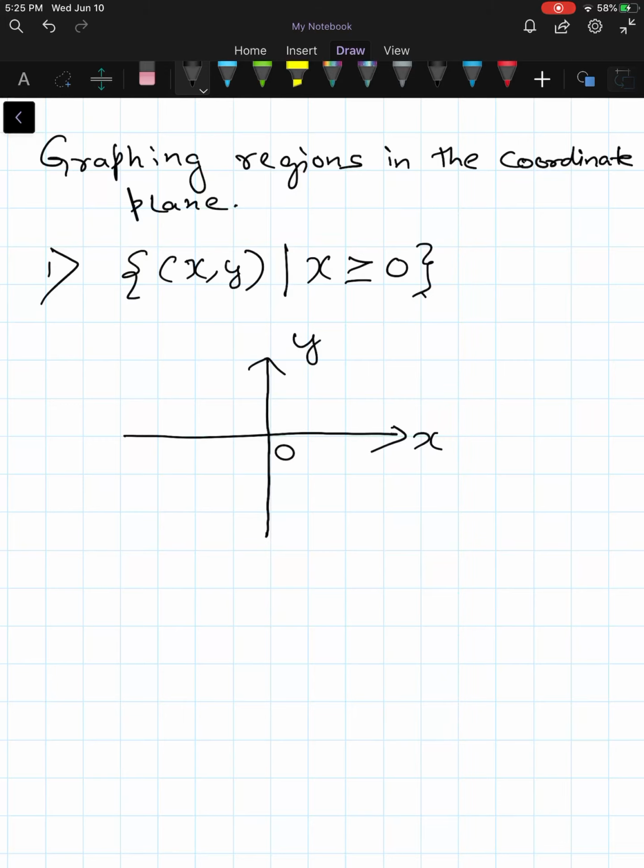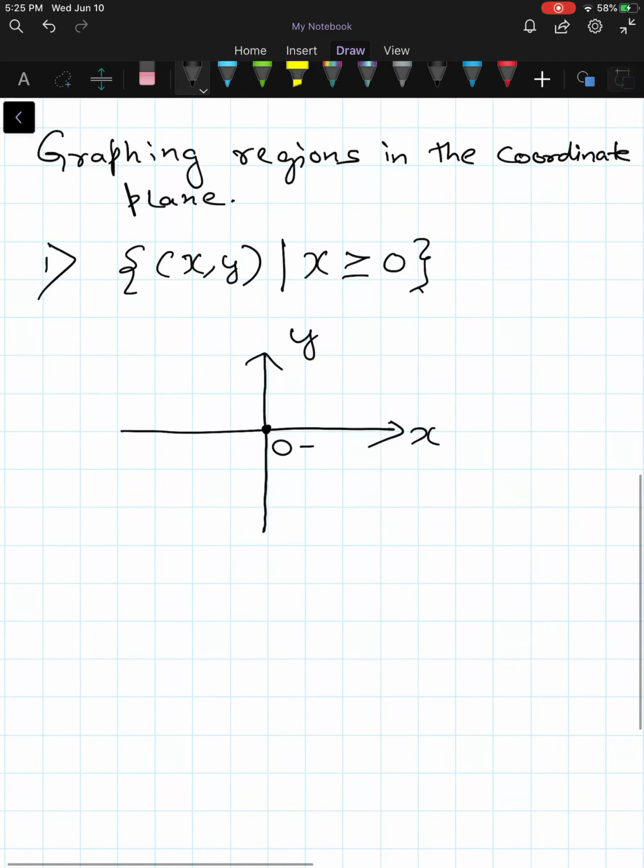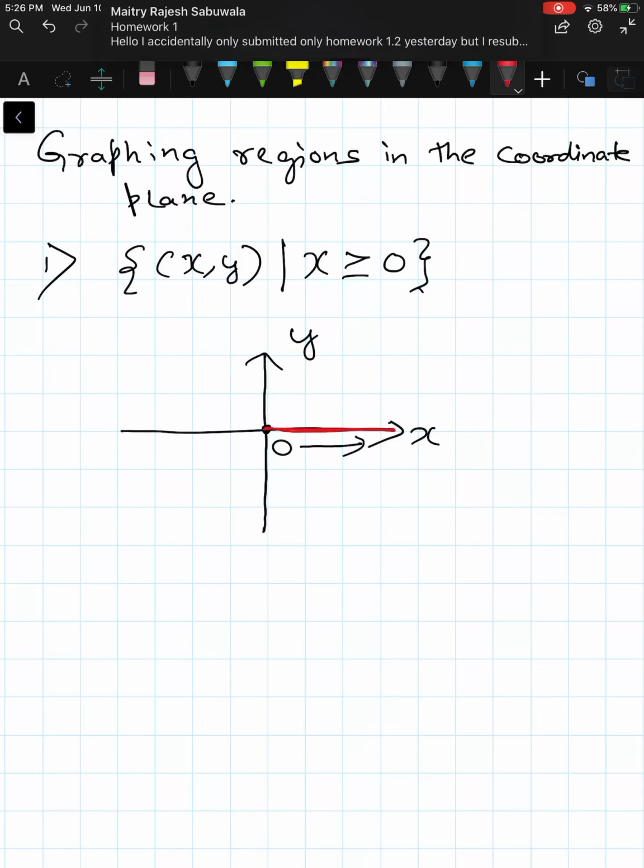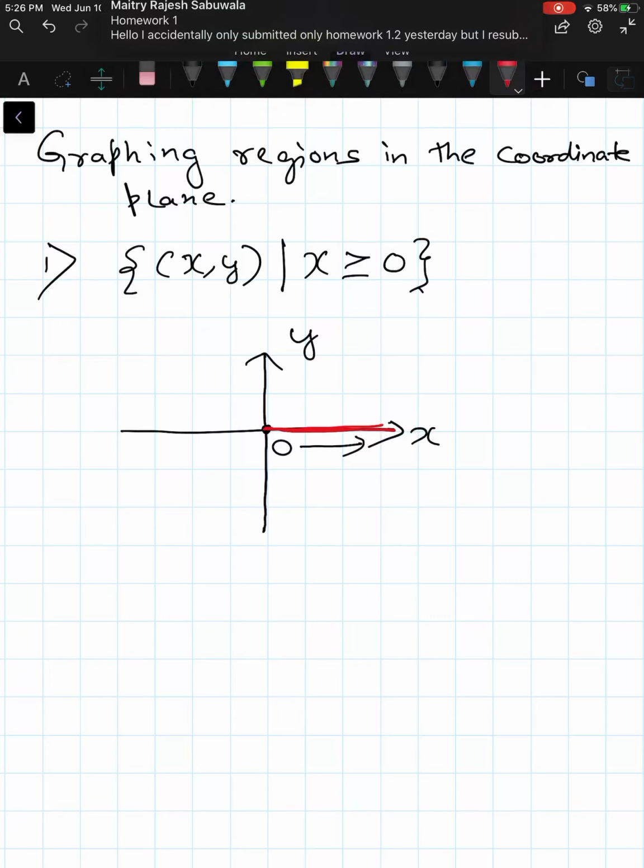Now x should be greater than or equal to 0. So equal to 0 means it includes the origin. So where does x take all the positive values? It is on the first quadrant, right? So here, moving towards the right from the origin, horizontally, x takes all the positive values. So if you have to shade it, this would give you x greater than or equal to 0.